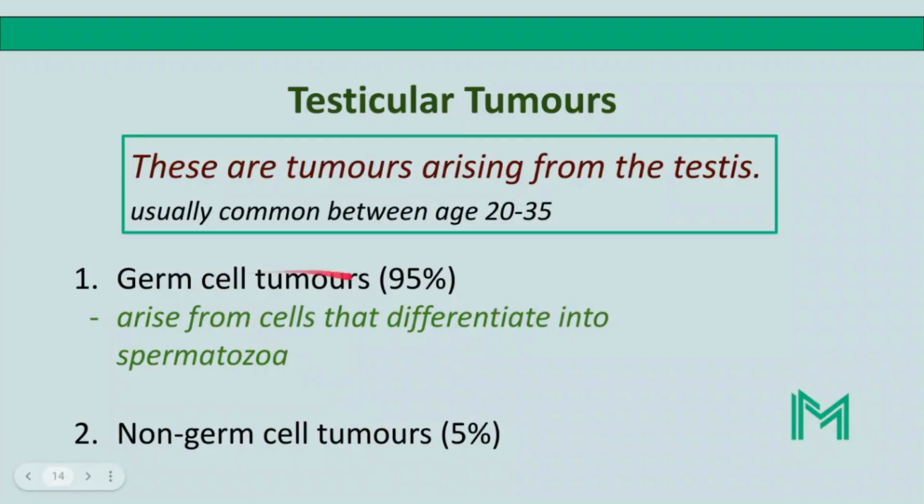Germ cell tumors and non-germ cell tumors. Now, germ cell tumors are tumors that arise from cells that will eventually differentiate into sperm cells, into spermatozoa. So those are germ cell tumors, and these make up the majority. About 95% of testicular tumors are germ cell tumors, tumors that arise from cells that will differentiate into spermatozoa. Okay, and the remaining are non-germ cell tumors.